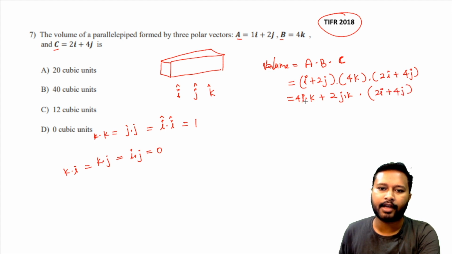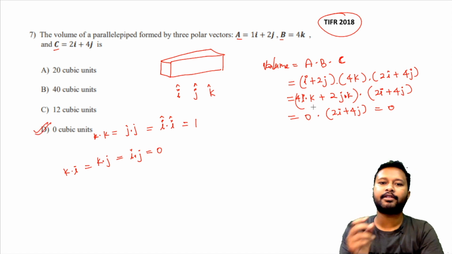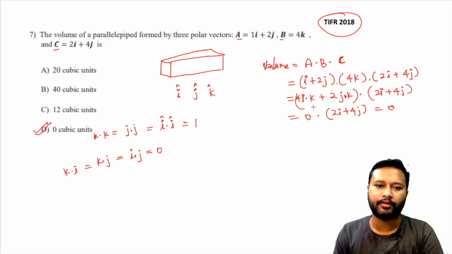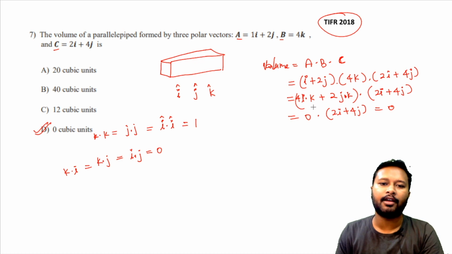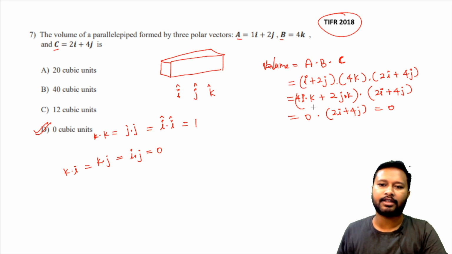Now you can see that i dot k is 0 and j dot k is also 0. So here you will end up getting 0 in this place. So 0 multiplied by this whole thing, that is 2i plus 4j, will give you overall 0. So the answer for this question will be 0 cubic units. Why? Because the dot product is of two different unit vectors. So it is just vector algebra, very basic of physics, and that is required to answer this question.